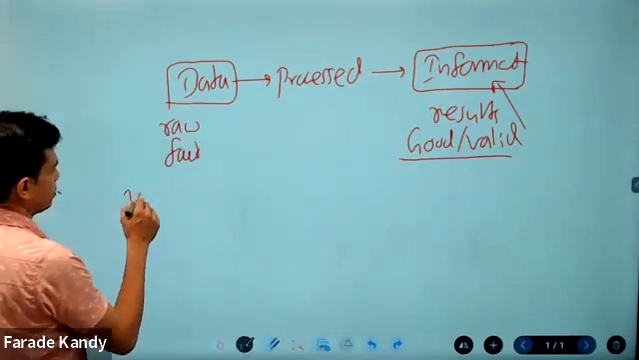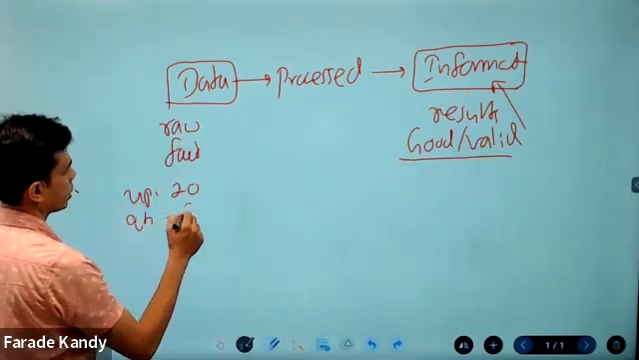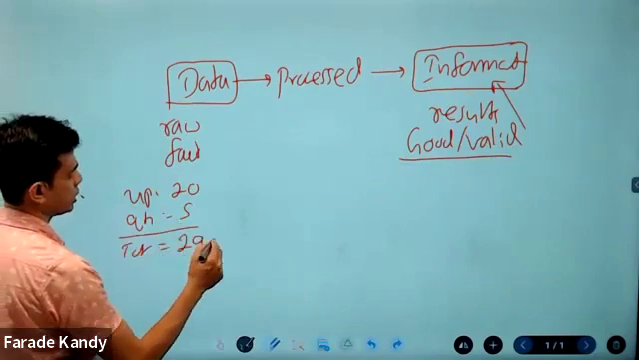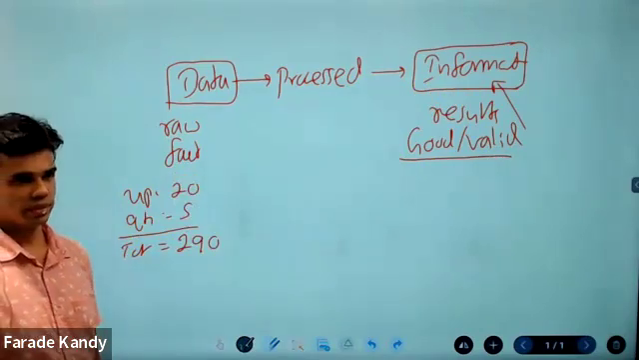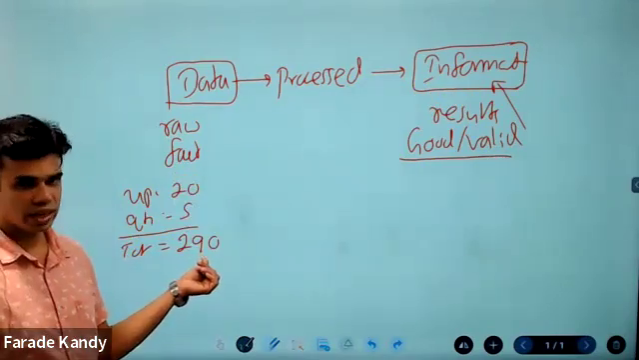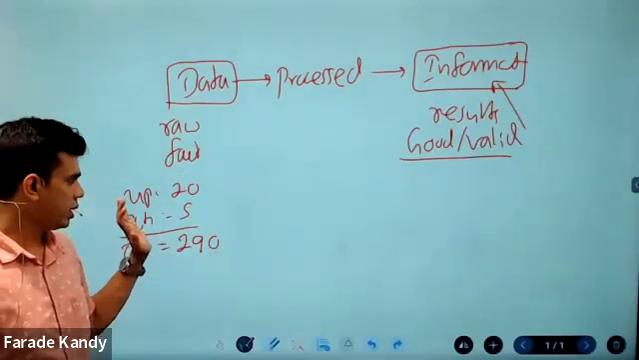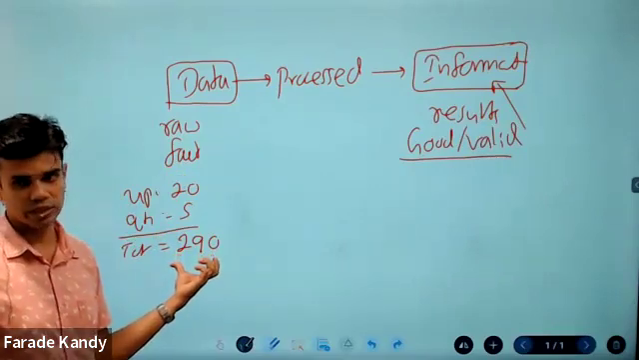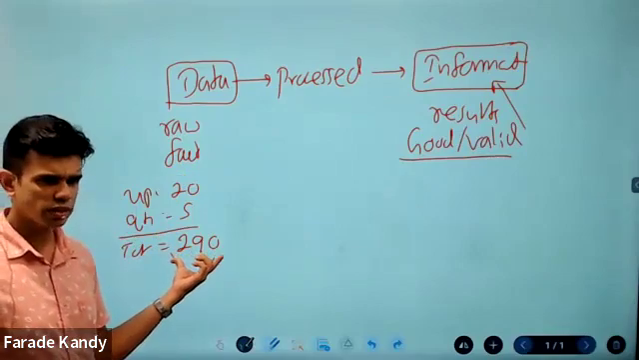My unit price is 20 rupees. I got 5 items. Then my total pay is 290. What is information now? This. What are data? These two. Why are these two used to make this? Right. Then is this good information or bad information? Why bad? My answer is wrong.